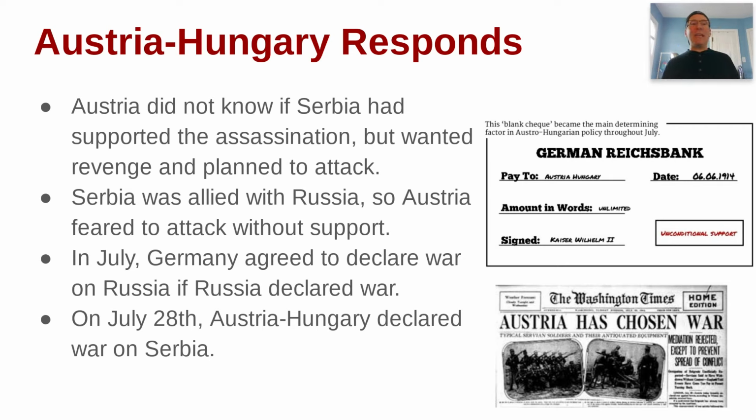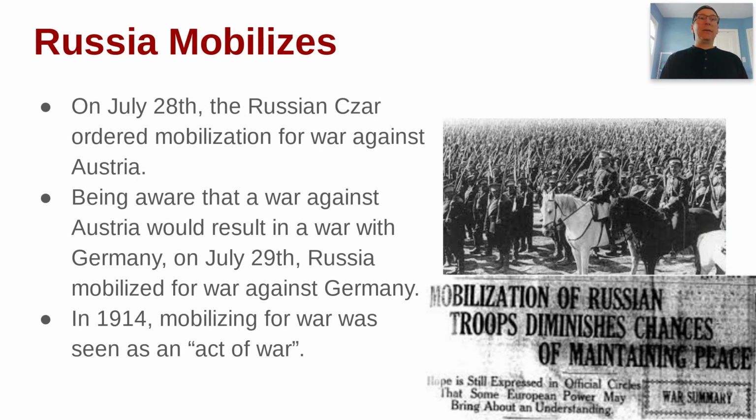So they go to Germany, and in July, Germany agrees that if Russia declares war on Austria, Germany will declare war on Russia. So we call this the blank check, the idea that you can go do what you want, we will support you unconditionally. So on July 28th, Austria-Hungary does declare war on Serbia. Russia responds. They've got a treaty with Serbia. They're going to stand up to their word.